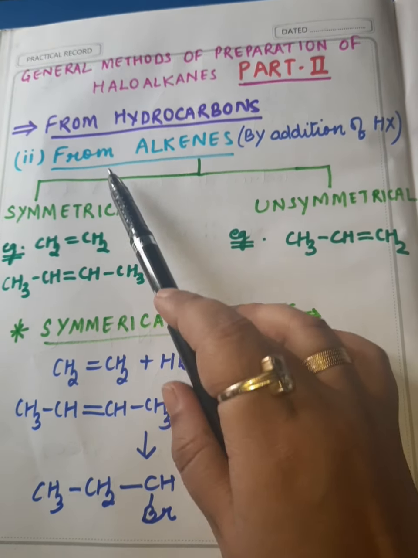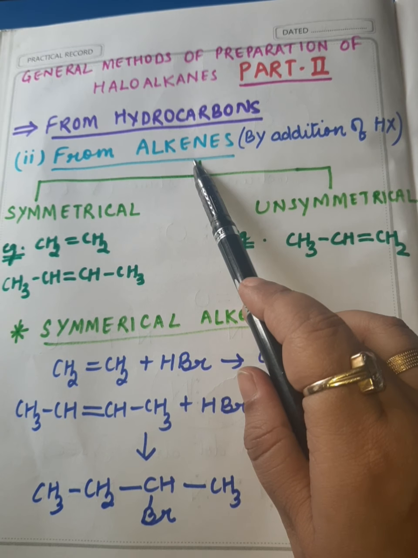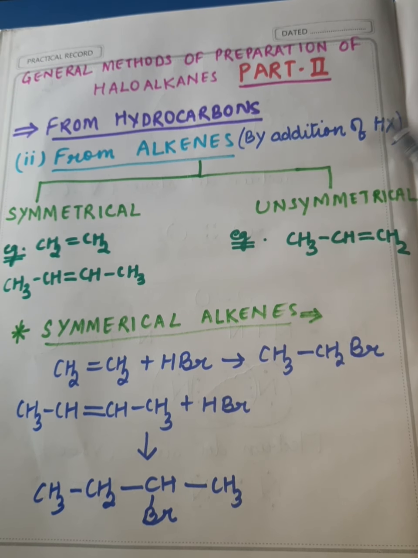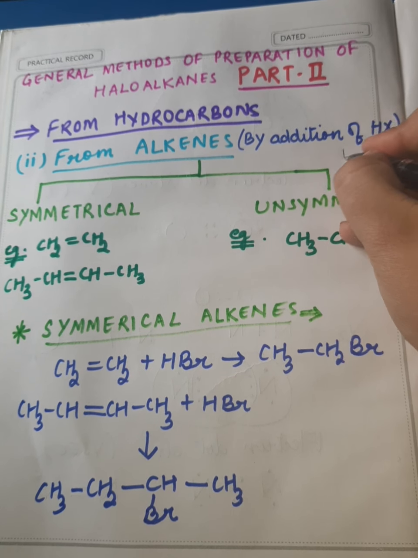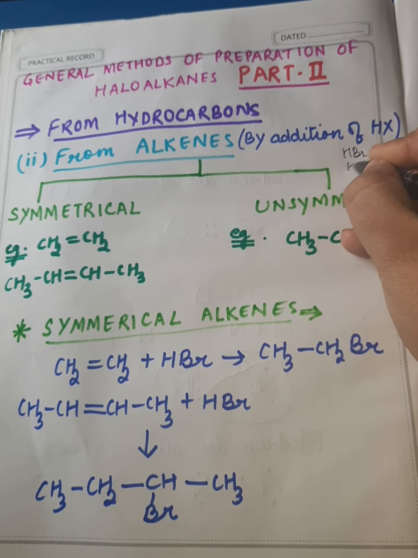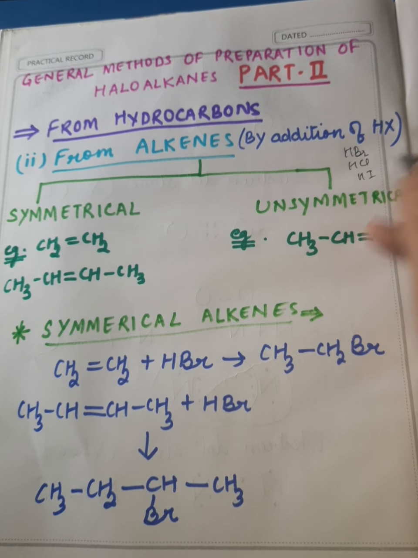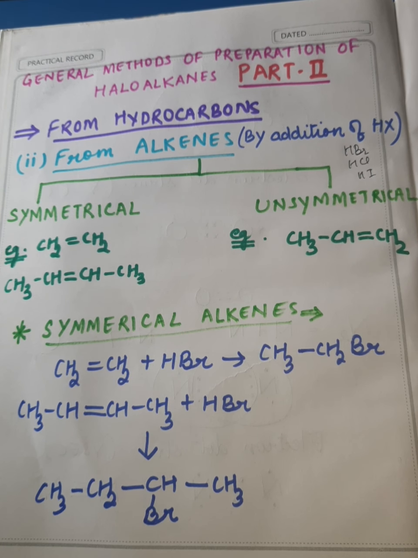So we are going to prepare haloalkanes from alkenes, and the method is very simple: by addition of halogen acids, HX, where HX can be HBr, HCl or HI. I hope it is clear to all of you.